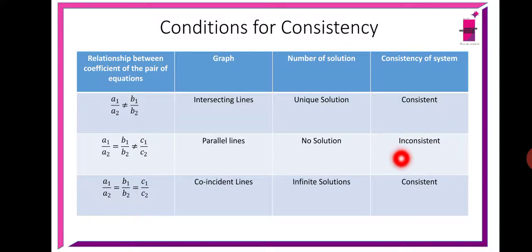Those are called inconsistent. When the ratio is a1 by a2 equal to b1 by b2 equal to c1 by c2, then they are coincident lines and have infinitely many solutions. It is also called consistent, but it is also called dependent. Based on this, you can see the questions.